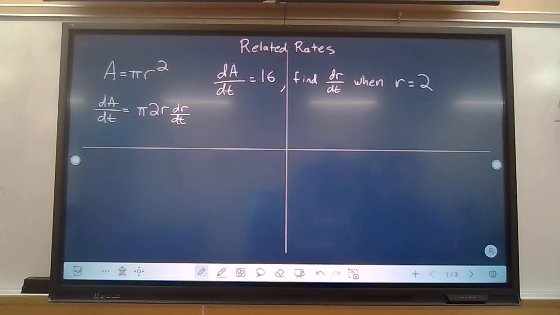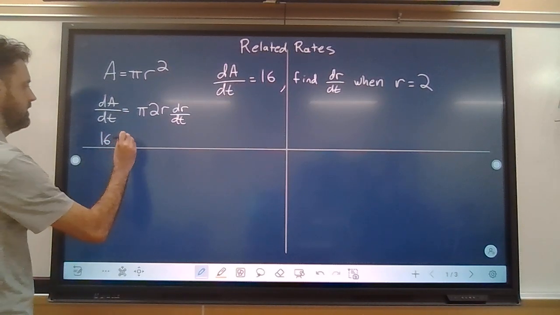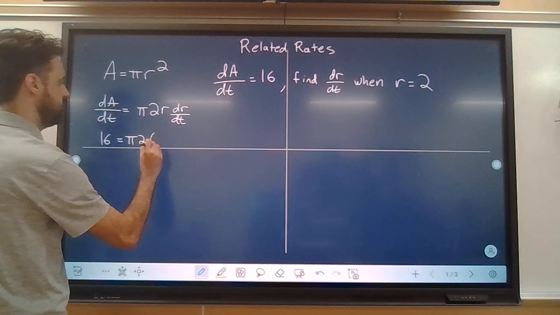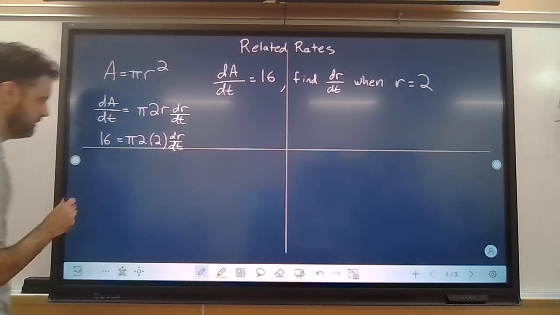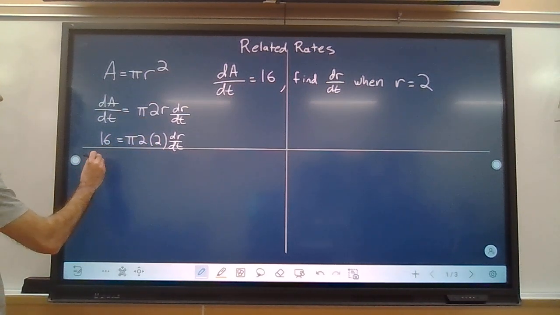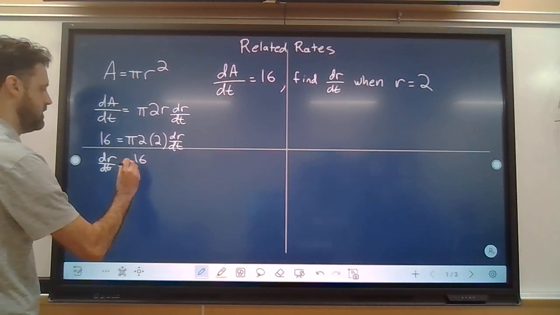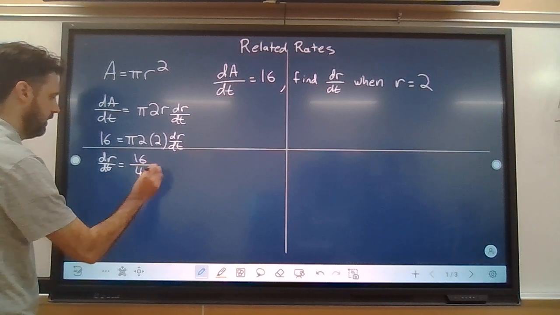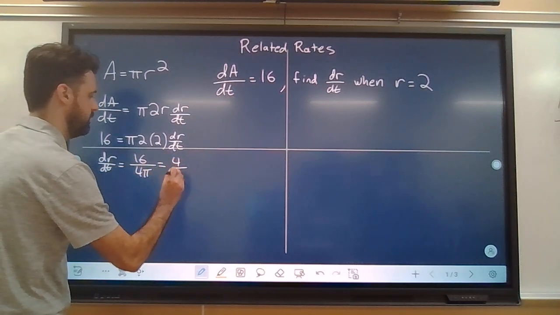Now, once we have our derivative, we're looking to solve this for dr/dt, so we're just going to plug in the other values. Plug in 16 for the derivative of A, and then plug in 2 for r. This gives us 4 pi. If we divide that over, we get that dr/dt, the derivative of r, is equal to 16 over 4 pi, which we could also simplify to 4 over pi.